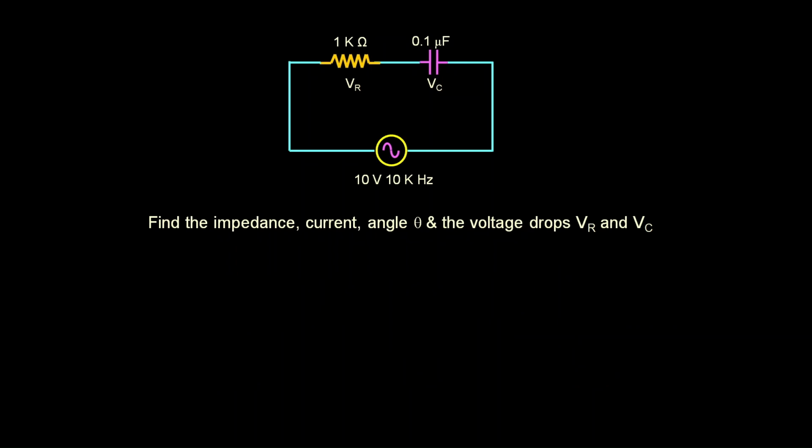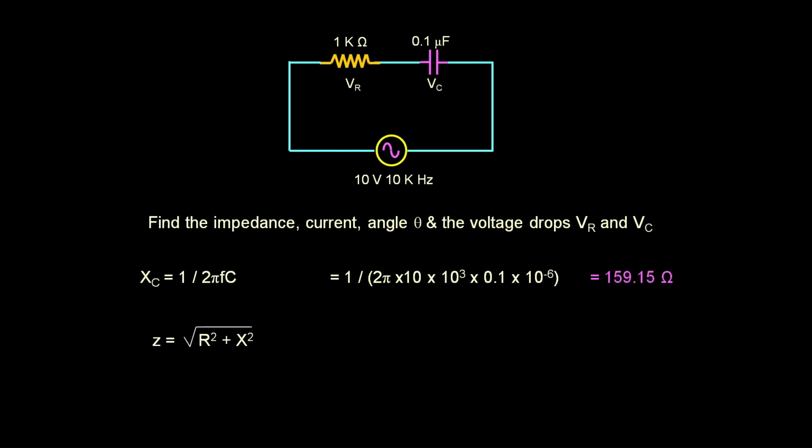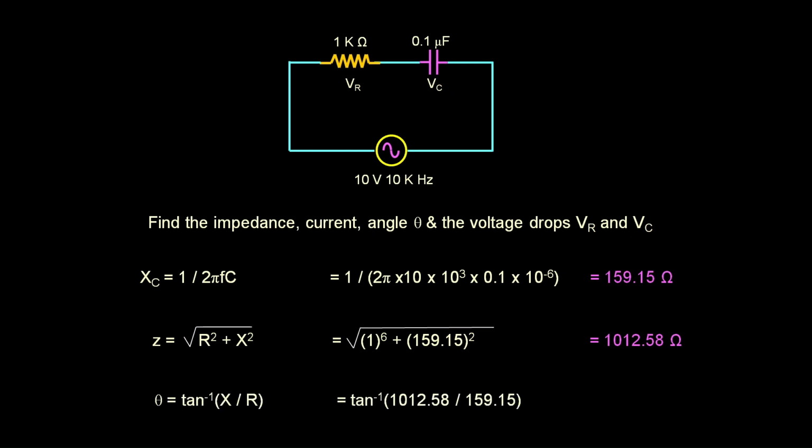In a similar way here, capacitance is given. So first we have to find what? Capacitive reactance, to find impedance. It's the same thing: Z is equal to root of R square plus X square. Substitute it here, you will find impedance. Now we have to find angle theta. Angle theta will be tan inverse of X by R. So you'll find it.